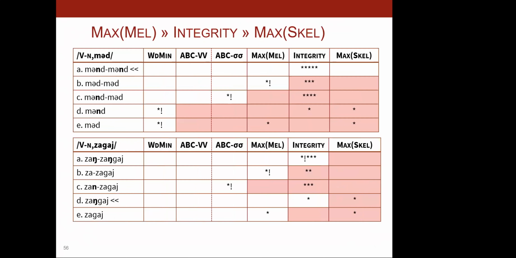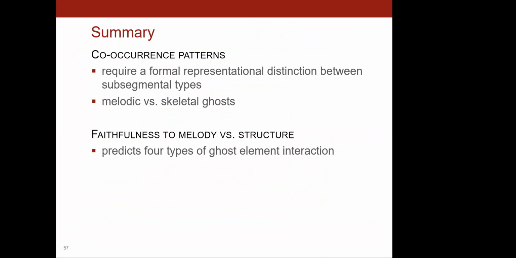So here are our two inputs again for mund and zangai. If we have this constraint max melody, which says don't delete a melodic ghost, if it's ranked above integrity, this preserves floating nasals whenever possible. And if max skeleton, don't delete a skeletal ghost, is ranked below integrity, then that generates infinitival reduplication only when it's needed. So our grammar now evaluates the observed outputs as the most optimal candidates.